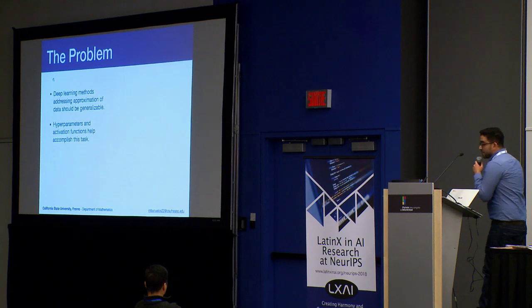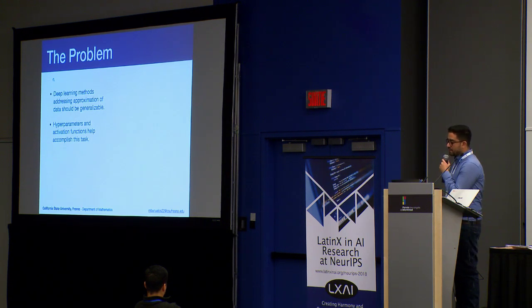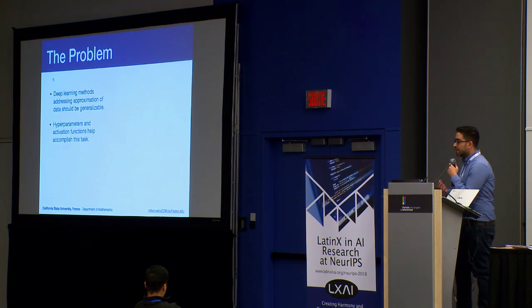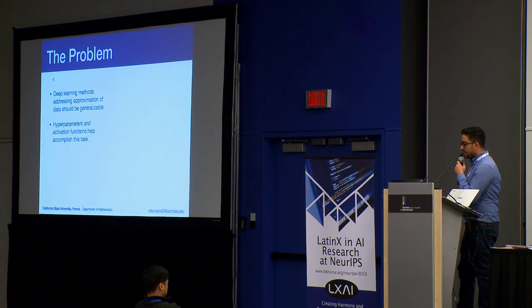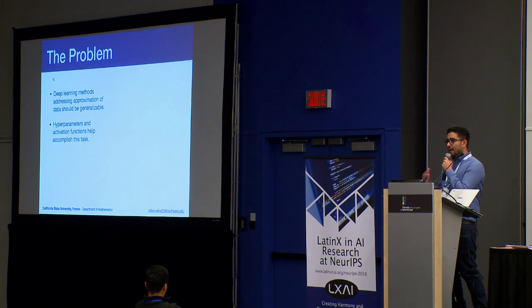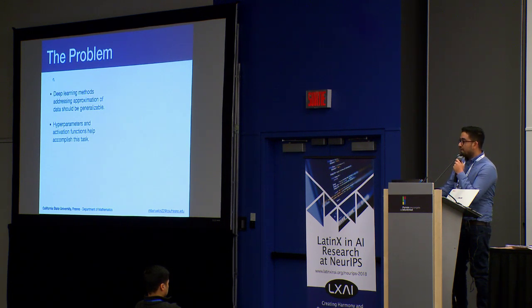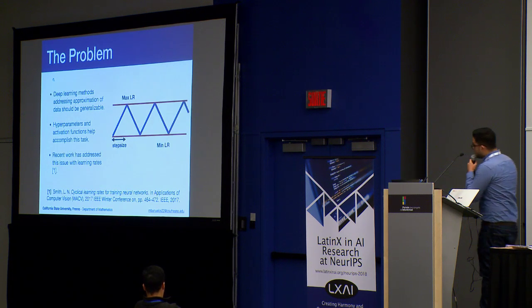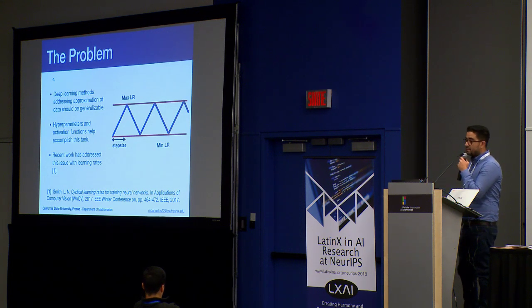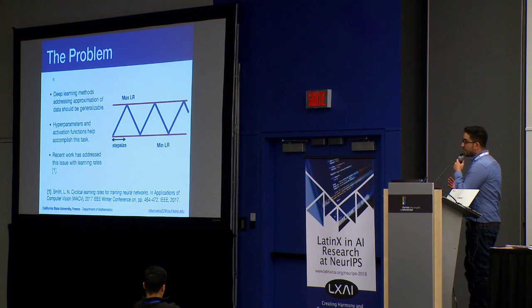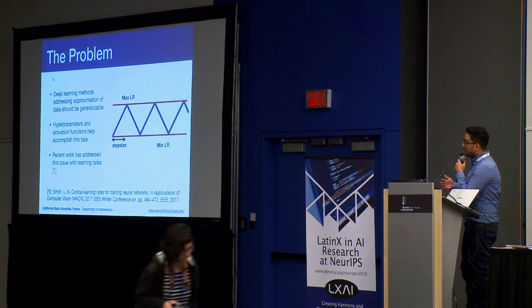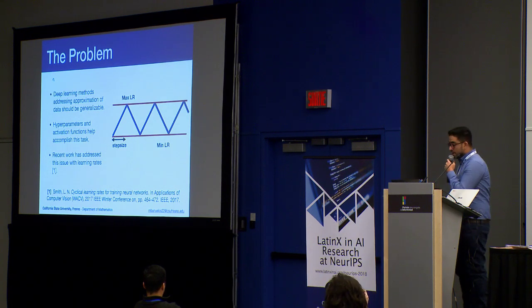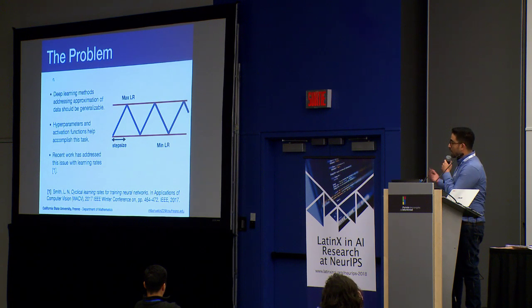Okay, so the problem is deep learning methods address approximation of data. They should be generalizable, and that's the bread and butter of the work I do. Oftentimes hyperparameters and activation functions help accomplish this task. Instead of a fixed learning rate, usually after a certain number of epochs the learning rate decreases. But there was recent work on cyclical learning rates, where you set a minimum and a maximum and then cycle through these learning rates. It's a very different approach than setting a learning rate and continuing, and then setting another one and continuing. You're trying to learn that as you go along in the problem.